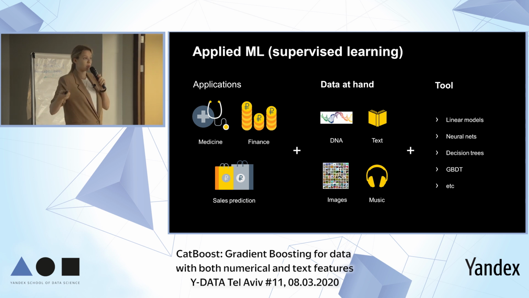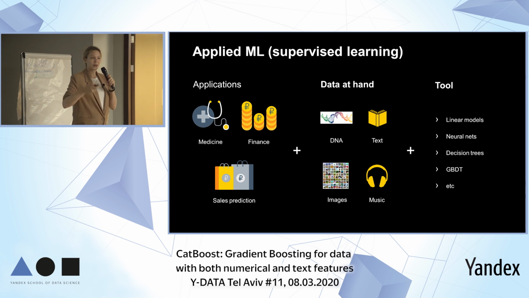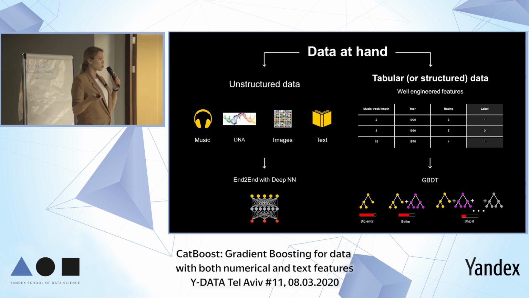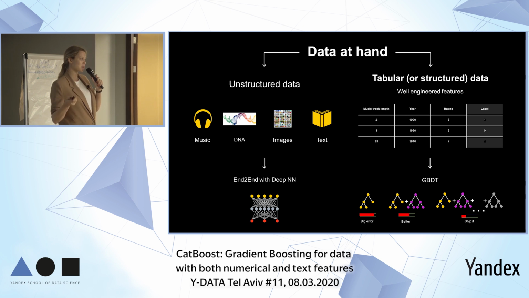You have some samples for which you know the correct answer, and you want to train a model which will give you the correct answer for new samples that the model has never seen. For this particular problem, there is a long list of different algorithms that you can use. They include linear models, neural networks, gradient boosting, and many others.